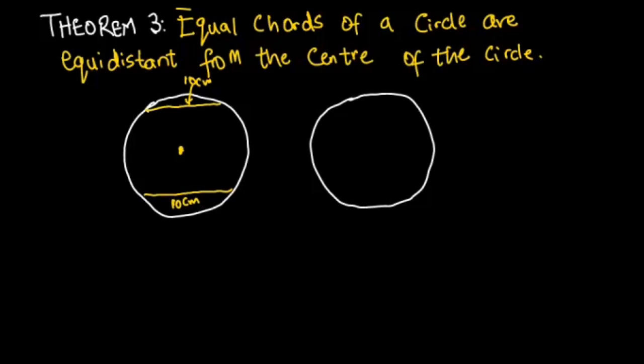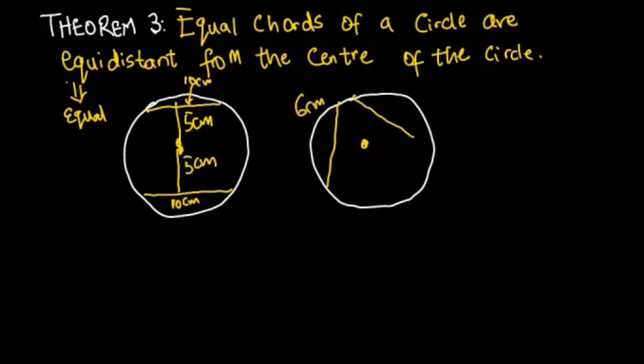So what does this theorem tell us? It tells us that provided the chords are equal, and how can they be equal? In length, they are equidistant. Equi means equal. So they are at equal distance from the center. So what does it mean? If this chord is 5 cm from the center, because this other chord is also equal, it's also going to be 5 cm. No matter how the chords are drawn, if I have a chord here, let's say this chord is 6 cm, this is the center of the circle, and I have another chord, let's say this chord is also 6 cm.